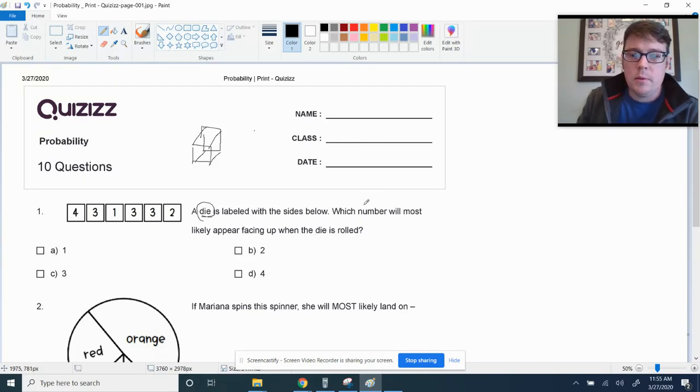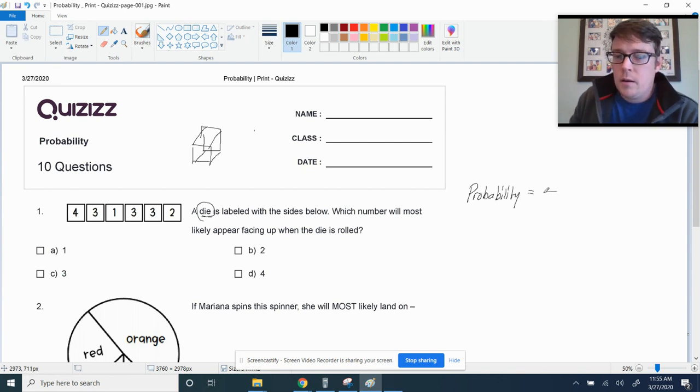Well, probability, and this will help you throughout the video. Probability equals favorable outcomes over possible outcomes. That's how we find probability. What are the chances that this is going to happen? So favorable means ones that you want to happen, ones that you want it to land on. Possible is what it could land on.